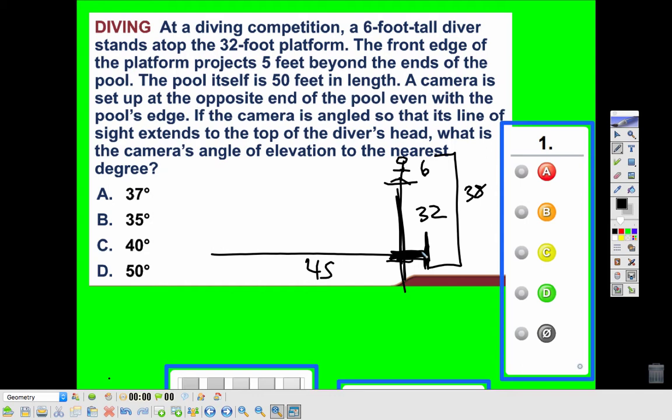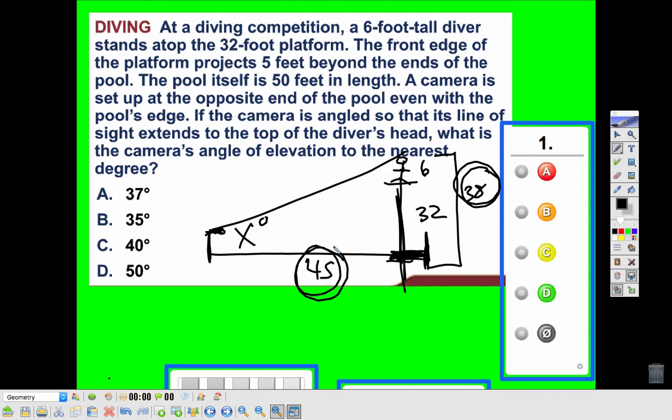A camera is set up at the opposite end of the pool, even with the pool's edge. So here's our camera. If the camera is angled so that its line of sight extends to the top of the diver's head, what is the camera's angle of elevation to the nearest degree? So what's x degrees? You had to be really careful with that one because that 5-foot platform brings us out a lot. So now we know we have to use 38 and 45.